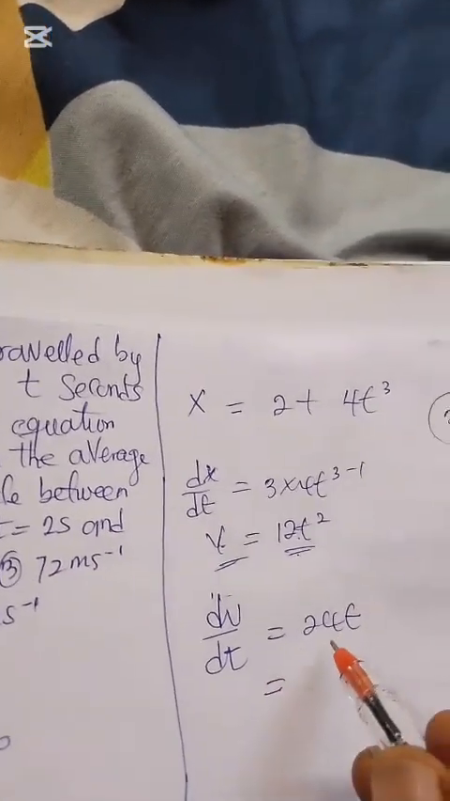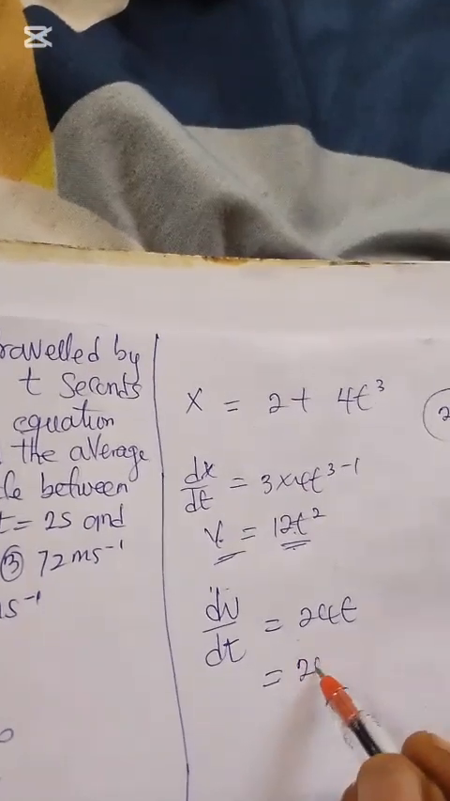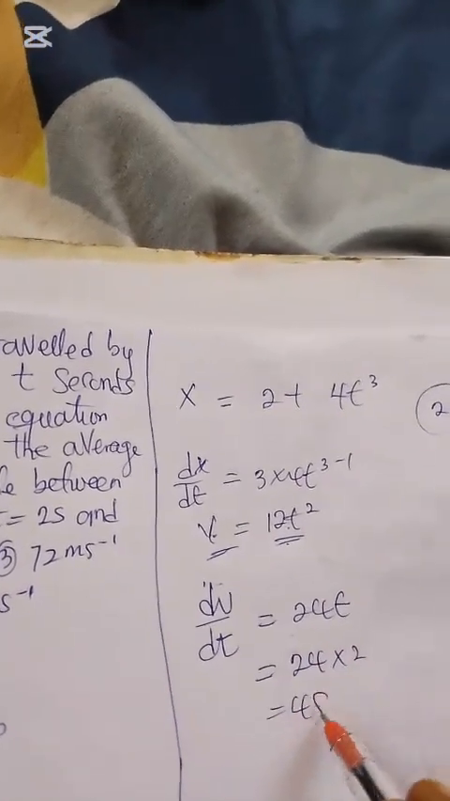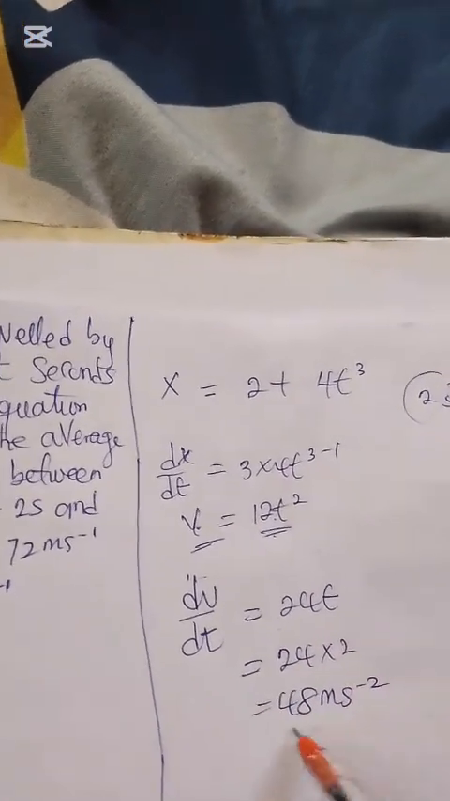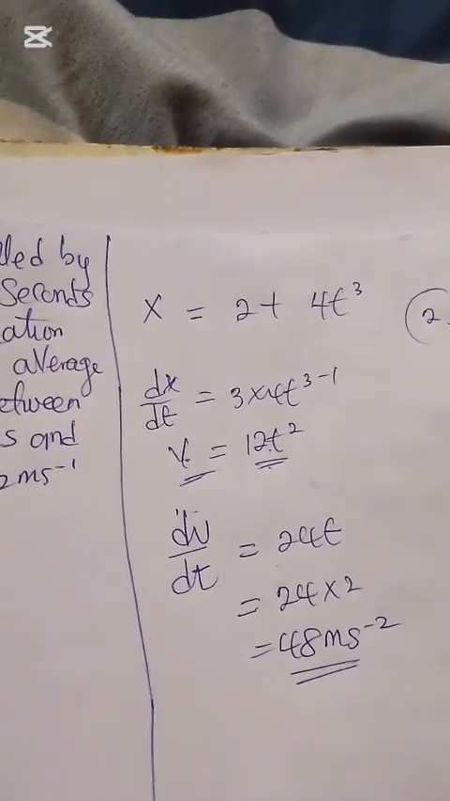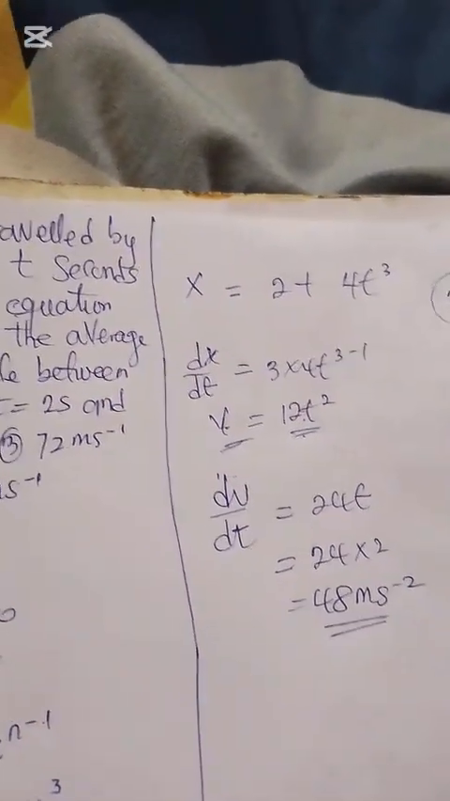So what do you do next? You will now substitute with that 2 seconds, which will give you 24 times 2, which is 48 meter per second squared. That is how you solve questions on instantaneous velocity.